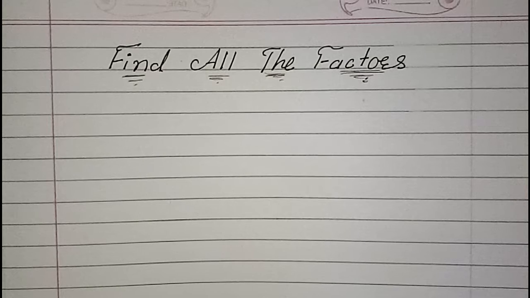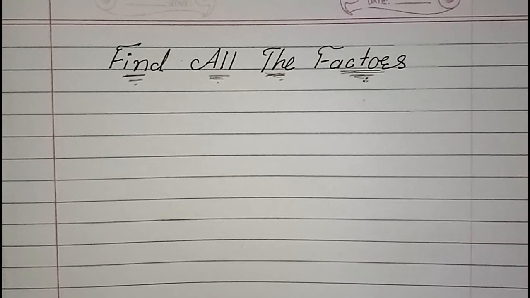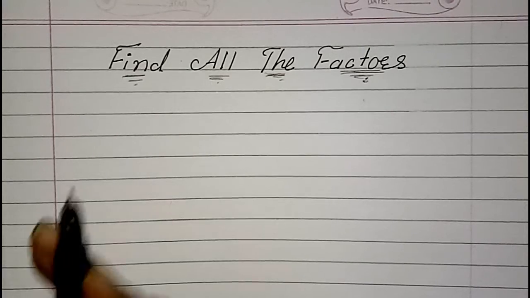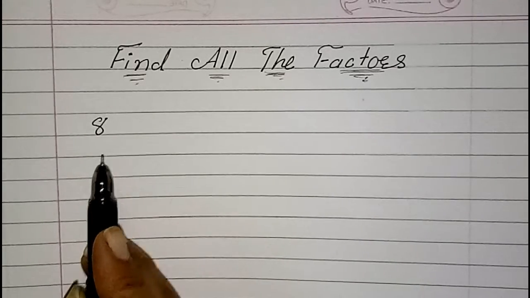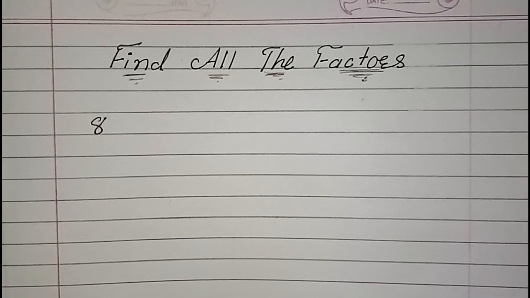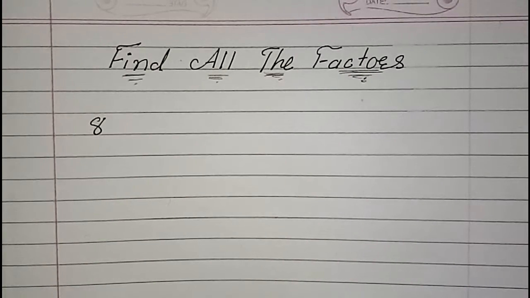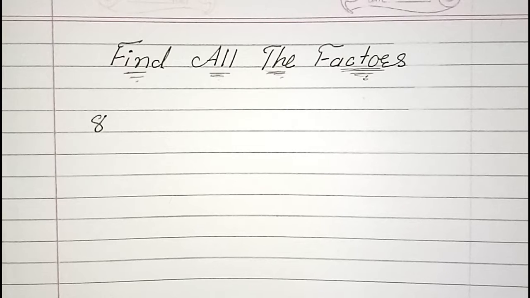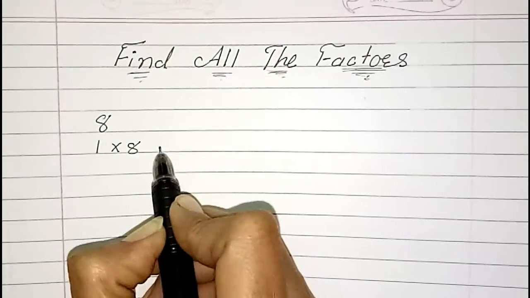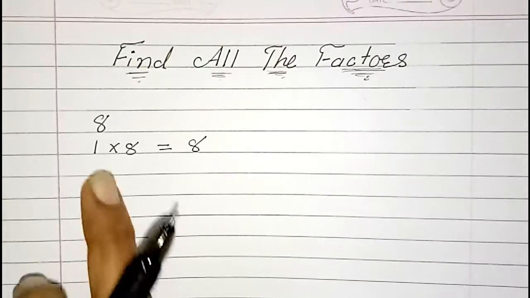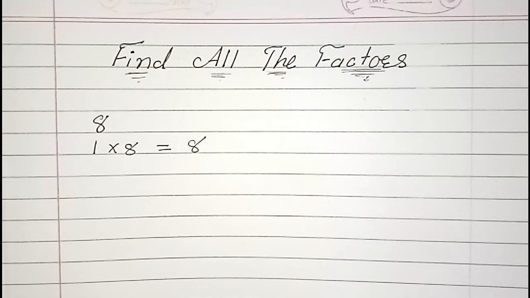Hello everyone. In this video, we will learn how to find all the factors of any number. Let's take the number 8. We have to find all the factors of 8. To find the factors, first we will see the number. 1 is a factor of all numbers. 1 multiplied by 8, 1 eight is 8. So 1 is a factor of every number.